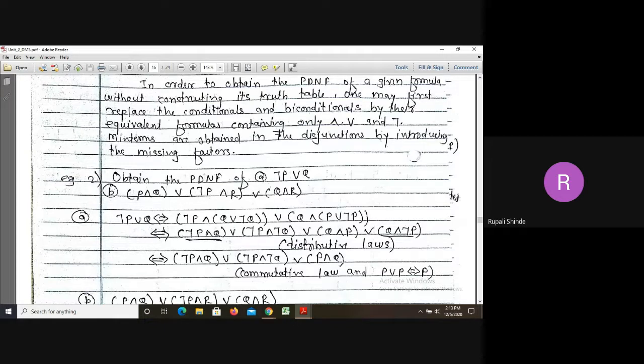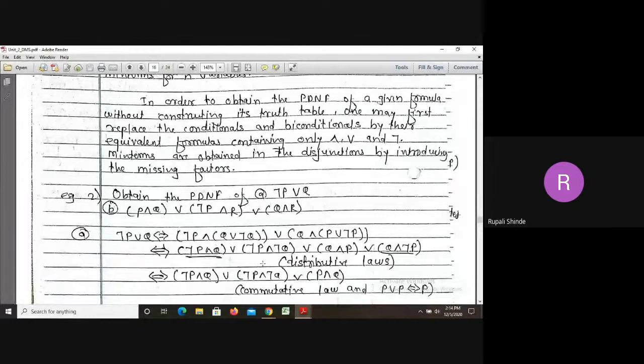Now check whether we got the correct form, that is the sum of products form. Yes, the sum is outside the bracket, the product is inside the bracket, and each and every bracket contains the required variables. This formula contains two variables P and Q, so each and every bracket must contain the variables P and Q, and that condition is fulfilled here. That's why this is the correct PDNF form.